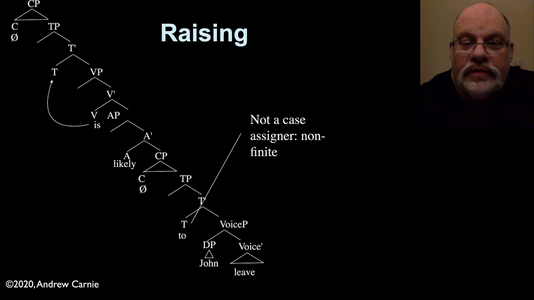Remember, this is just something that we covered in chapter 11. We have an embedded clause here, this CP, and that embedded clause has within it a non-finite T, and the rest of the sentence, John leaves. John is generated in the specifier of the voice phrase because it's an agent.